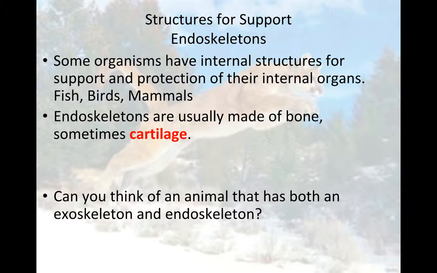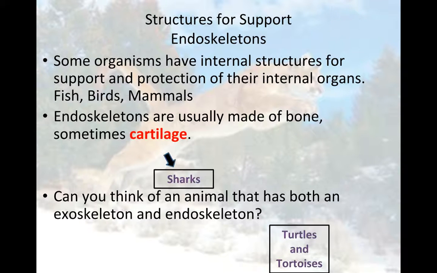Can you think of an animal that has both an exoskeleton and an endoskeleton? Something that has bones inside the body, but also this protection on the outside. I'm going to give you a hint. Reptiles. Think of a reptile that has protection on the outside, but also has bones on the inside. 3, 2, turtles. They have skeletons, but they also have that exoskeleton.